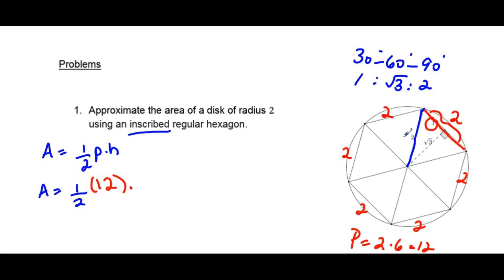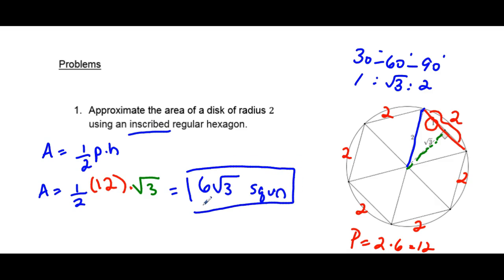Times that by the height, height being the altitude from the vertex down right there, and that's radical 3. This is radical 3. It's not as bad as you think. So from here, half of 12 is 6, and I'll get 6 radical 3 square units. That's my first approximation. It's the approximation using the inscribed hexagon.